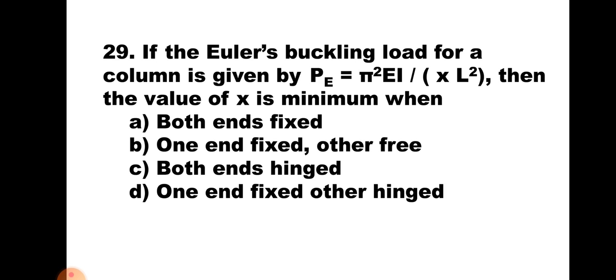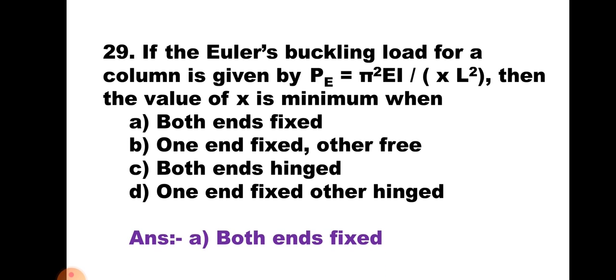Now such a type of question was asked in some previous question, but there the value of X was asked for a particular end condition. Now here it is asked when the value of X will be minimum. It is in the denominator, so the denominator is equivalent to LE square. So LE square will be minimum. X will be minimum when LE will be minimum, and LE will be minimum when both ends are fixed, that is L by 2. Hence the correct answer of this will be A, both ends fixed.